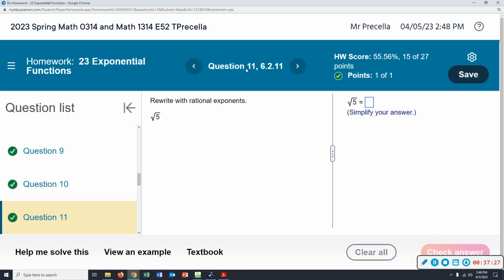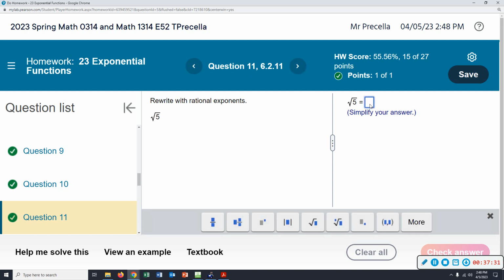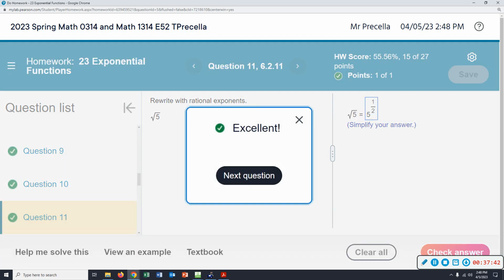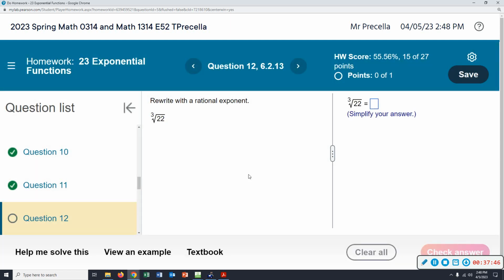So here, how would I write this one? It's still number 11. I just said similar question. 5 to the 1/2 power. A square root. 5 to the 1/2 is the same thing as square root of 5. Let's see. What about the next number? There it is for you. You knew what was coming ahead. 22. Okay. Exponent of 1/3.